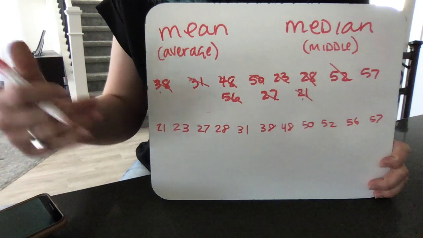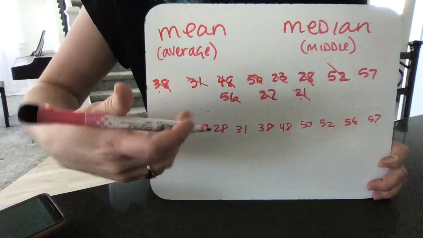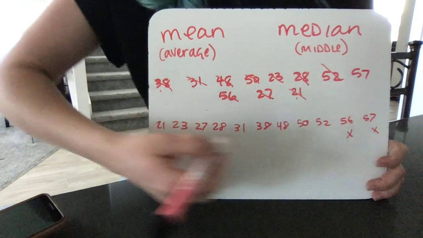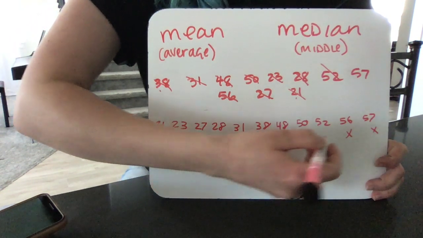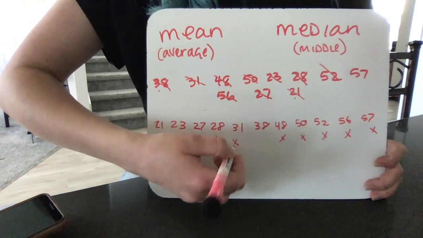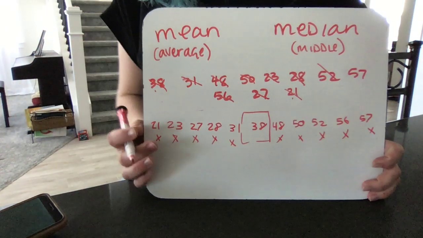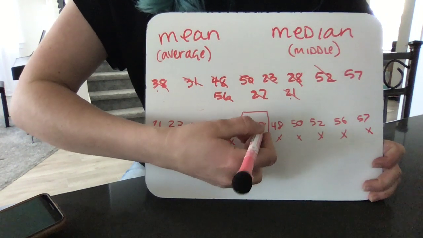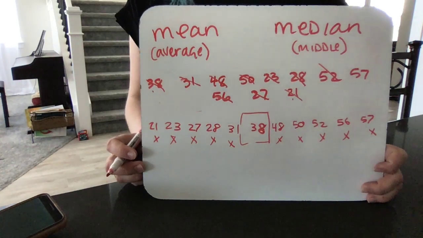Now that we have it from smallest to biggest, we can check off one from each side. 21's been checked off and 57. 56 has been checked off and 23. 27's been checked off and 52. 50's been checked off and 28. So now our median is 38 because that's our middle number. So 38 is our new median. That's an example of mean and median for your measurements of center activity. If you have any questions, let us know.